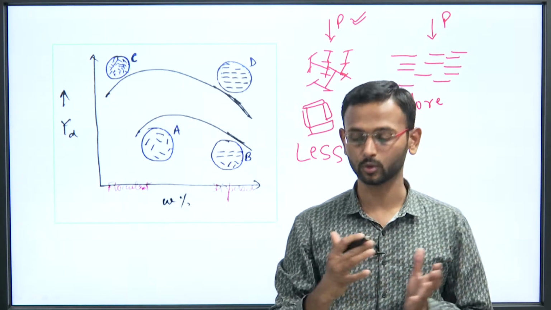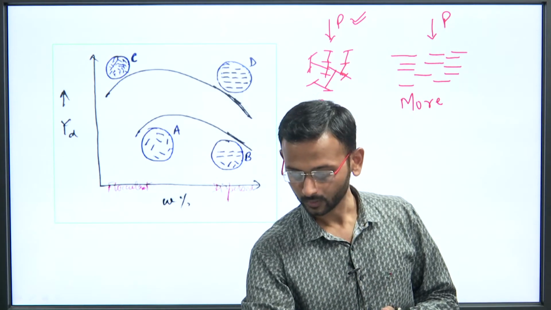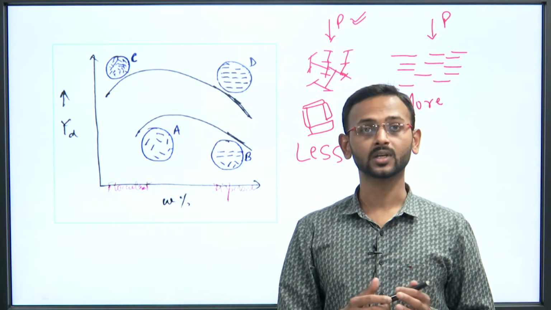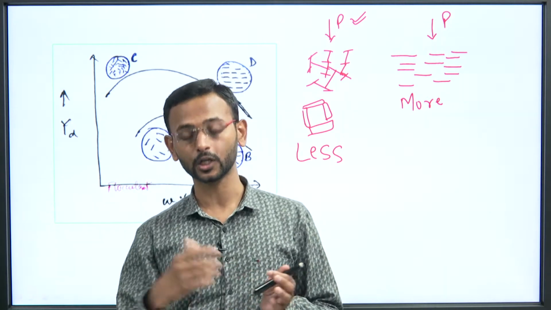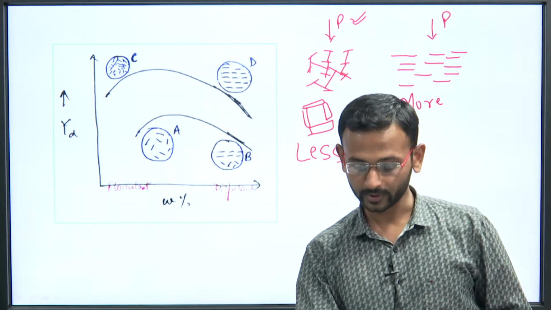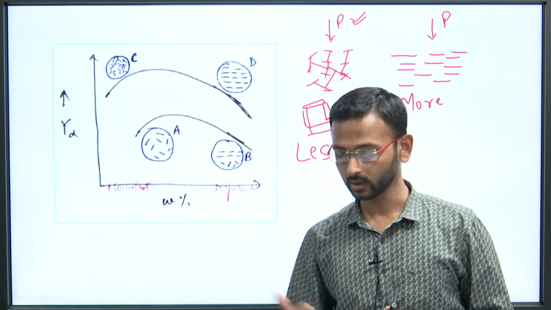So, we have talked about the shrinkage here. And when it is dried, what happens? The soil which is compacted on the wet of optimum tends to show more and more shrinkage.